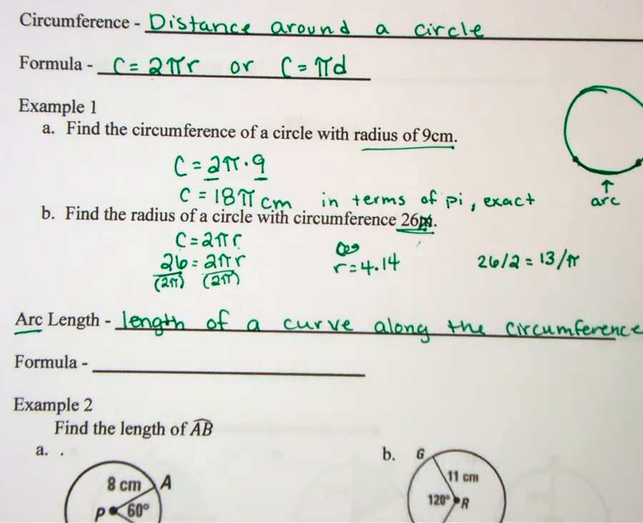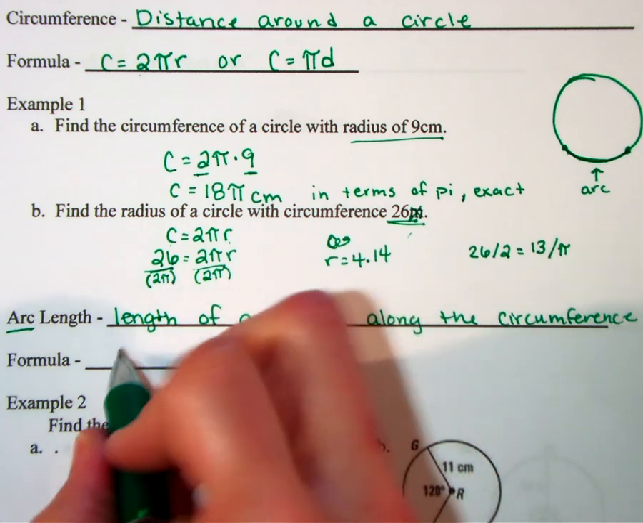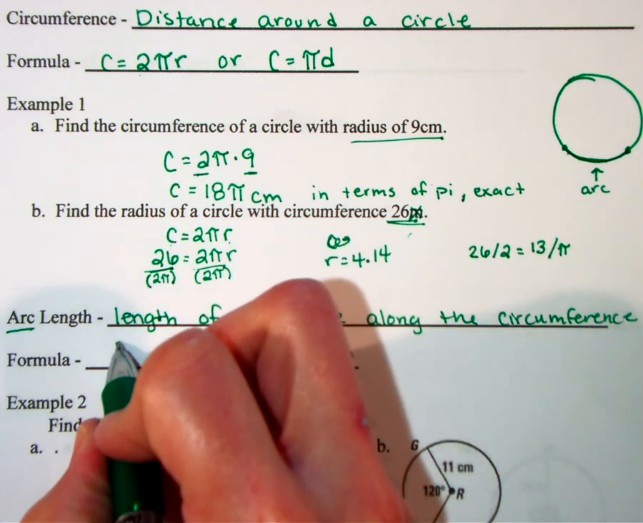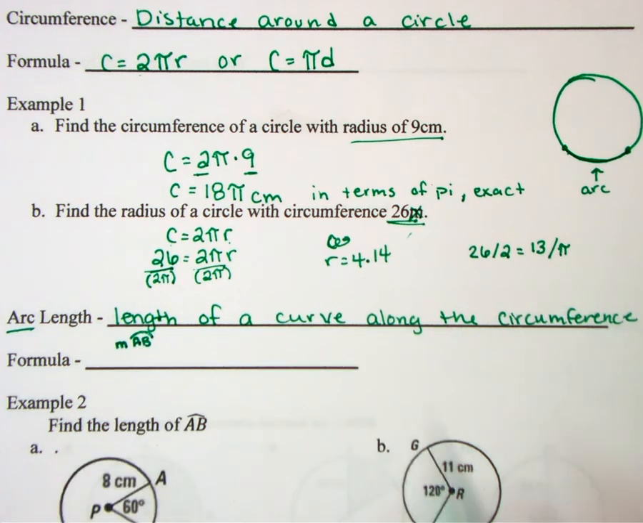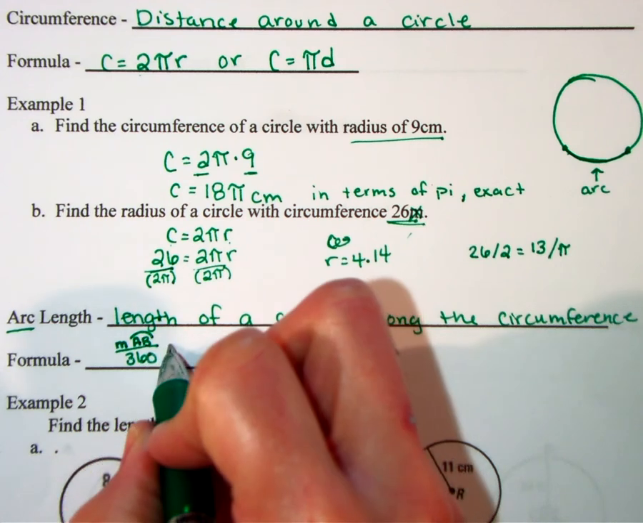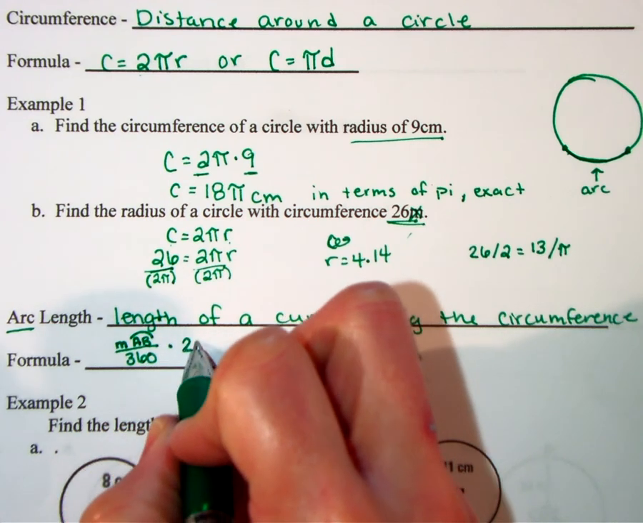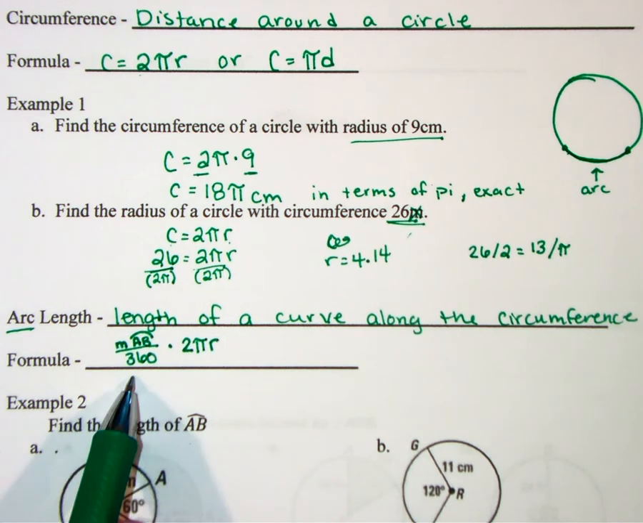So it's not the entire circumference, it's just a length along the circumference. There's a formula for this, and we're going to really have to break down the formula so that you understand all of the parts, but I'm going to write the formula down first, and then we can talk about it. So the formula is the measure, not the length, that's different, the measure of the arc, written like this, over 360, and we're going to multiply that times the circumference of a circle.